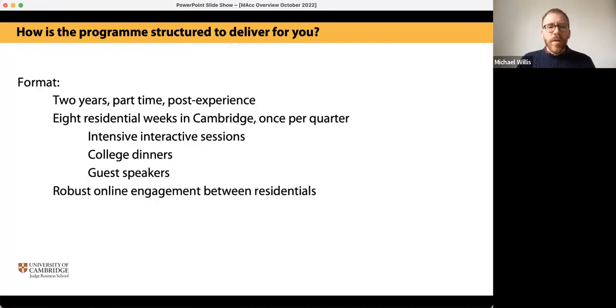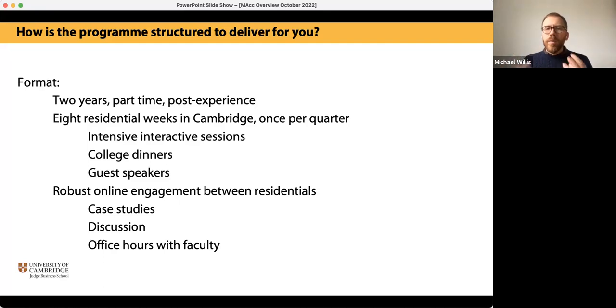And between these residential weeks in Cambridge, our students are engaged in online learning, which could consist of case studies, discussions of case studies, reading articles and discussing the articles. It could be office hours with faculty. It could be working on assessments, working on projects, working on essays for a module assessment as well. So our students are continually engaged in the program over the 2 years.